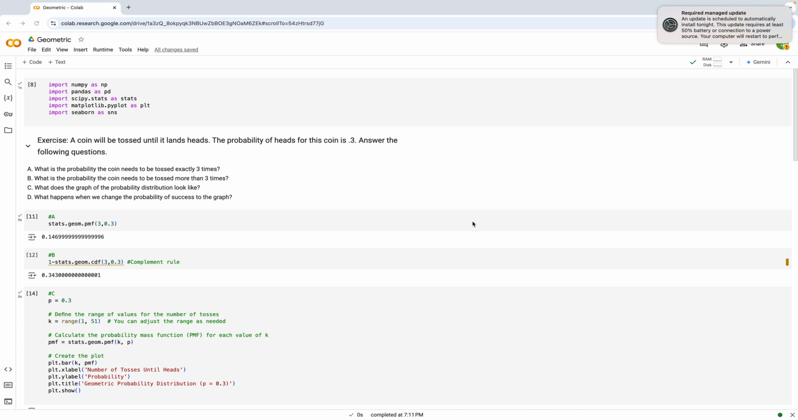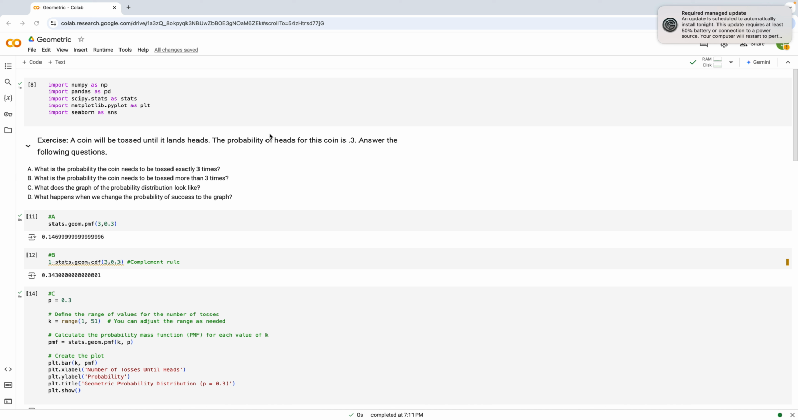Geometric distribution, and we're going to consider this example in which a coin is going to be tossed until it lands heads. The probability for the coin to land heads is 0.3. We want to answer these questions. What's the probability the coin needs to be tossed exactly 3 times to land heads? What's the probability it needs to be tossed more than 3 times? And what does the graph of the probability distribution look like?